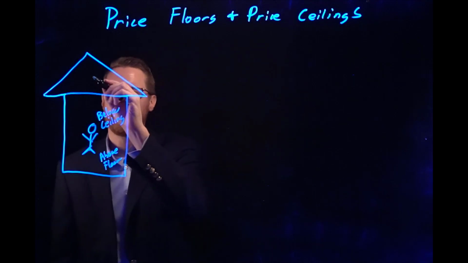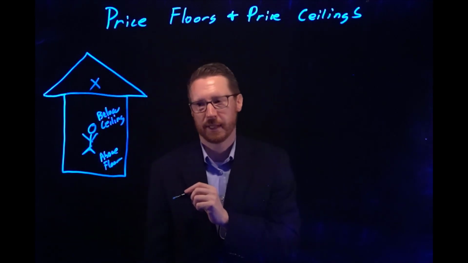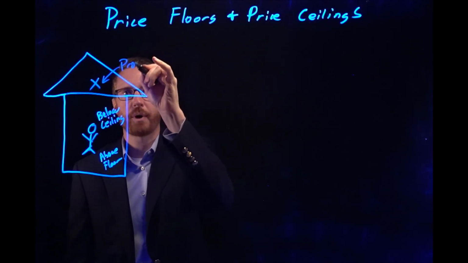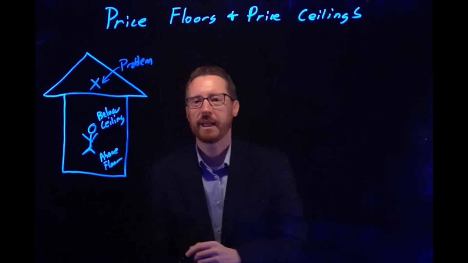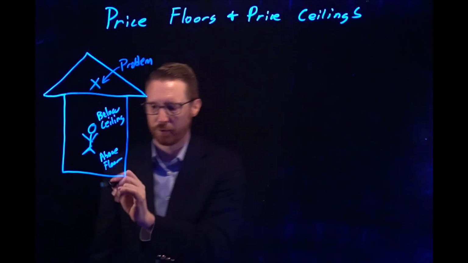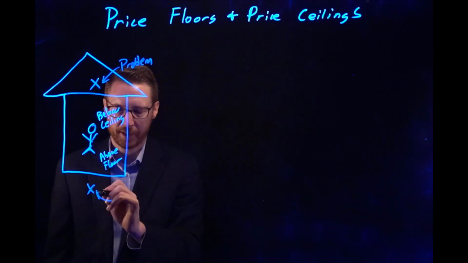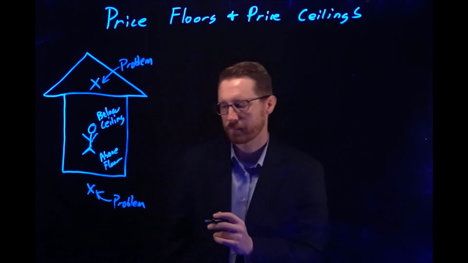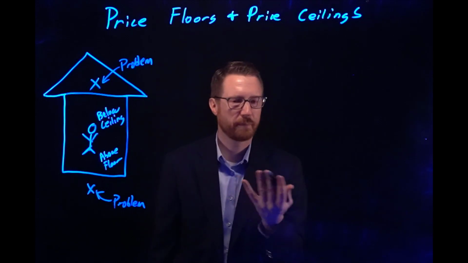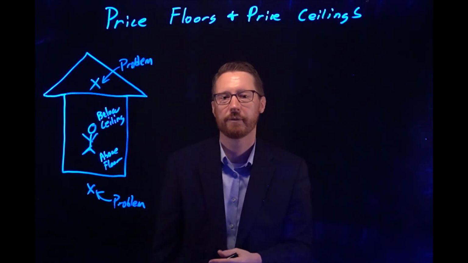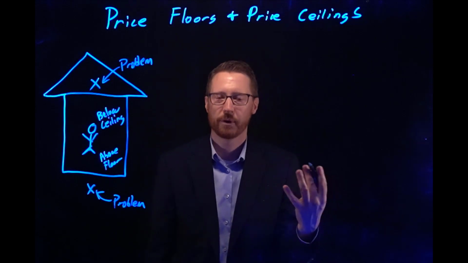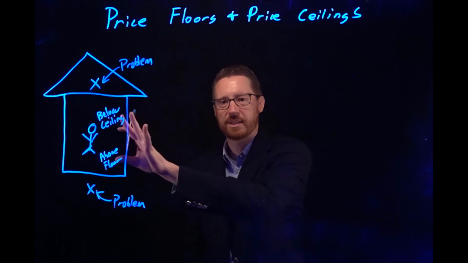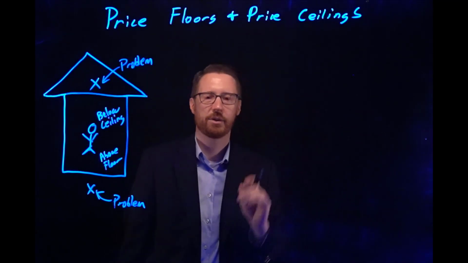We can't really live above the ceiling. All right, so up here, we've got a problem. And we can't live below the floor. Down below the floor, that means we also have a problem. Cool? Intuitive? Makes sense? Straightforward enough. We've got a floor, we've got a ceiling. Where do we live comfortably and everything is all good? In between the two.